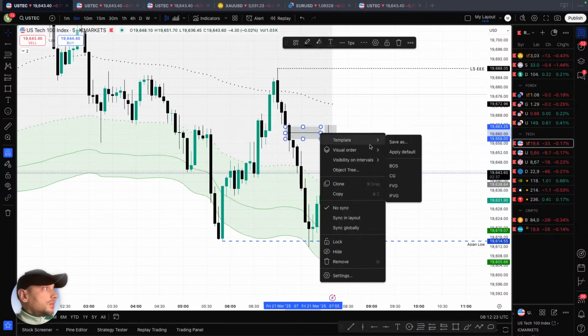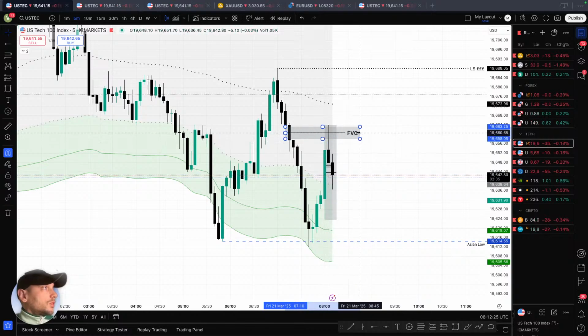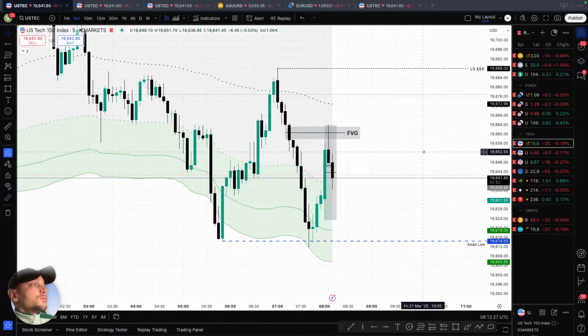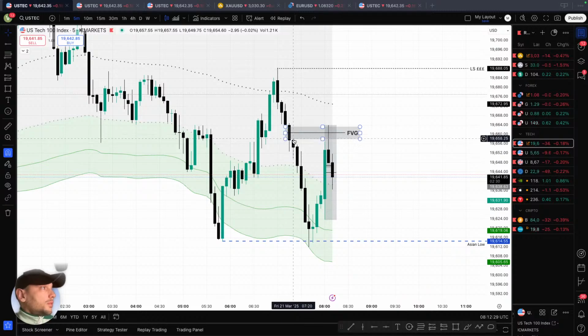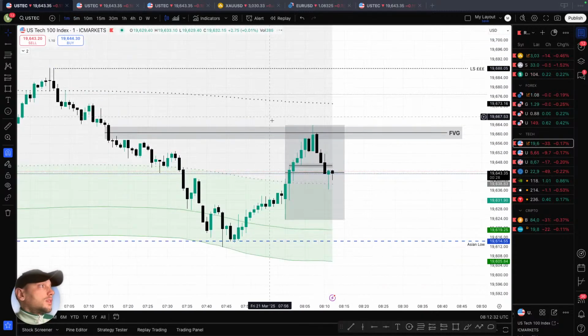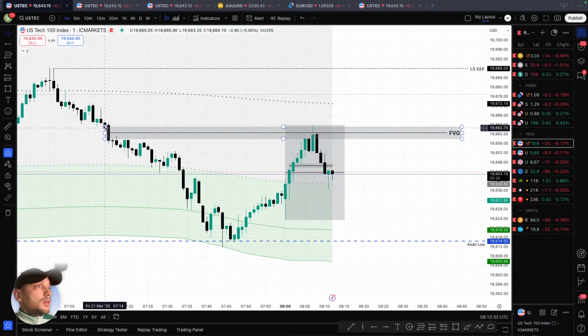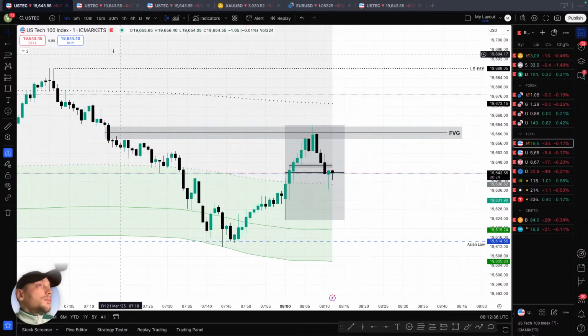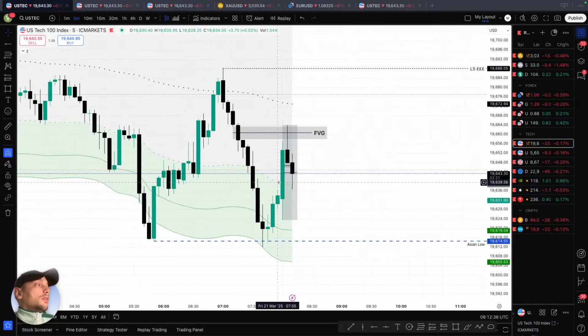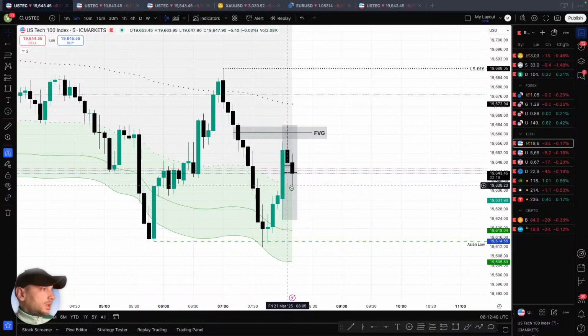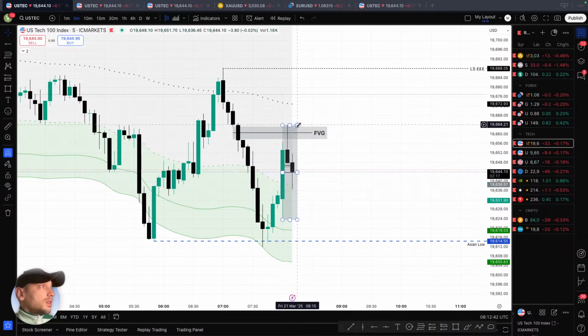And this fair value gap is still in play. We saw a good reaction here. It's also a 5-minute fair value gap, as you can see, not only a 1-minute one. The difference here on a 15-minute ORB is that we wait for a 5-minute candle to close above or below.